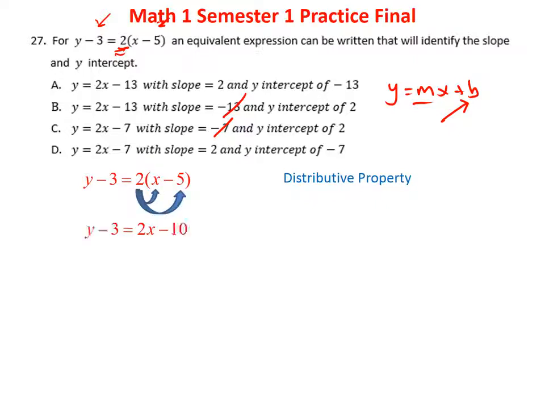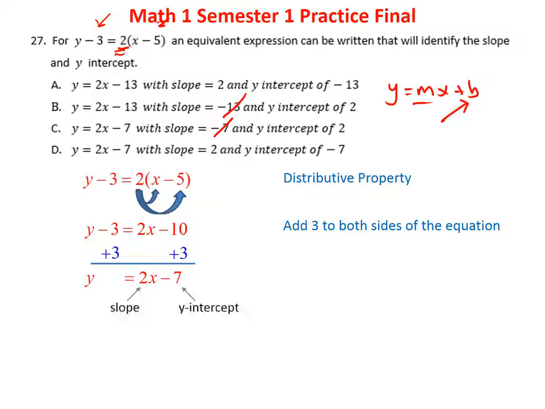Let's distribute. We get 2x minus 10. And now we're going to undo the y minus 3 by adding 3 to both sides. And we get y equals 2x minus 7. Once again, our slope is 2, and our y-intercept is minus 7. And so there we have a slope of 2, y-intercept of minus 7. Here's a slope of 2, but they did minus 13. That's what you would have gotten if you subtracted 3 instead of added 3.